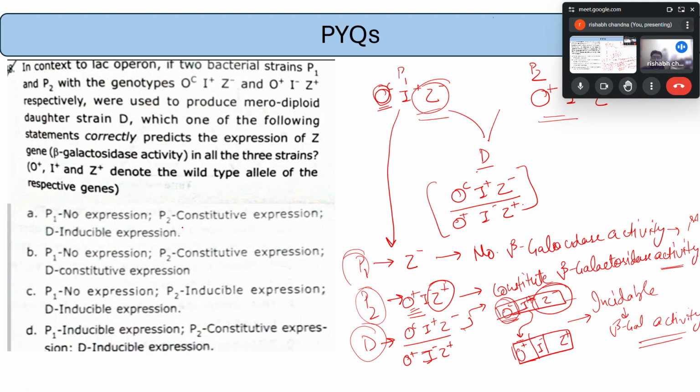So let's see the options. Now we have P1 as no expression, and we'll go in elimination mode. P1 would have no expression. So in options A, B, C there is no expression, but in D there is inducible expression, so this option is eliminated. Now P2 shows constitutive expression, but option C says it will have inducible expression, so C is also eliminated. Now D would have the inducible expression. So the correct option is option A. So the correct answer is option A only.